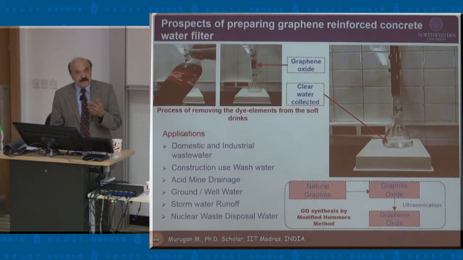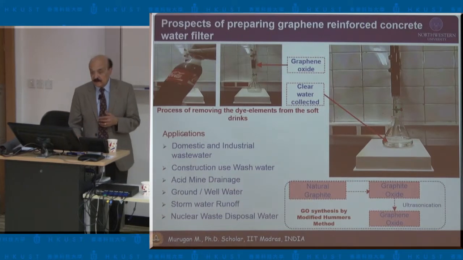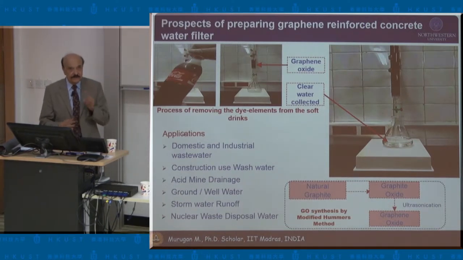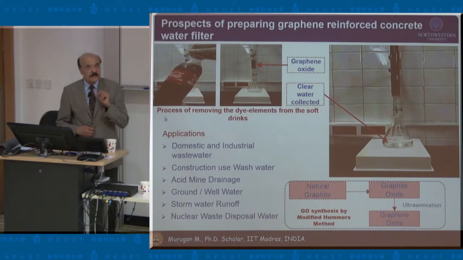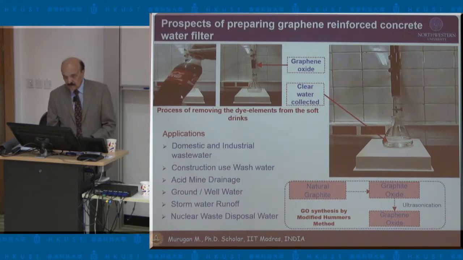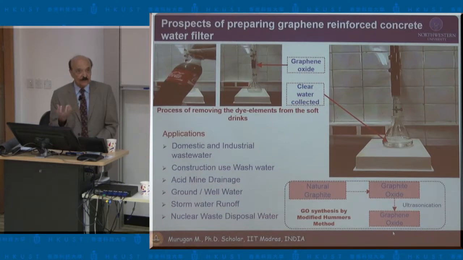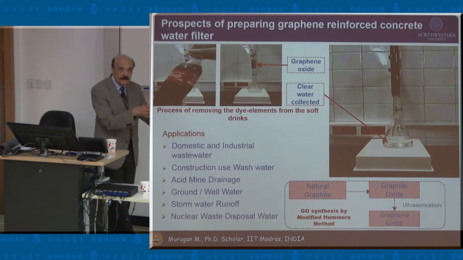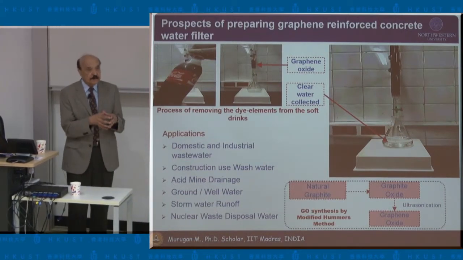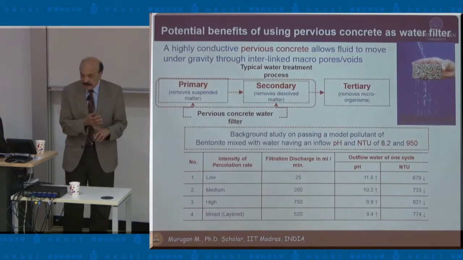But then, another idea is that if you have graphene oxide in the cement, the idea came, this work had started when I was visiting IIT Madras in India. So we were talking with the chemistry people, and there is a coke. And when it goes through a graphene oxide filter, it comes out, dye is gone, filtered through. So the idea is that you have graphene in the cement, pervious concrete, so that it acts as a filter.